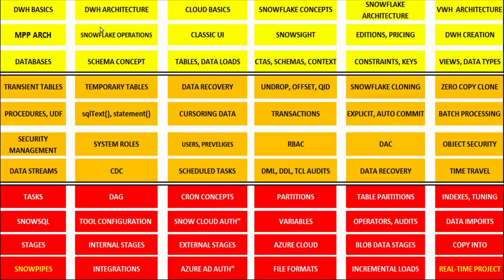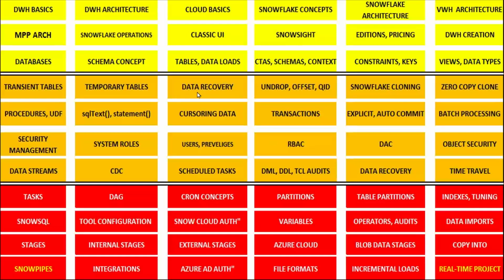So here, back to our notes. We'll start from scratch, get into the basic activities. Then comes something called transient tables, temporary tables, recovery, undrop, cloning, zero copy cloning activities, procedures and dynamic executions, cursor, transaction, explicit, implicit and batch processing activities, security, RBAC, role-based access control and DAC concepts, data streams. This is very, very important for incremental loads, to implement something called CDC, change data capture, scheduled activities, DML audits, recovery and time travel.